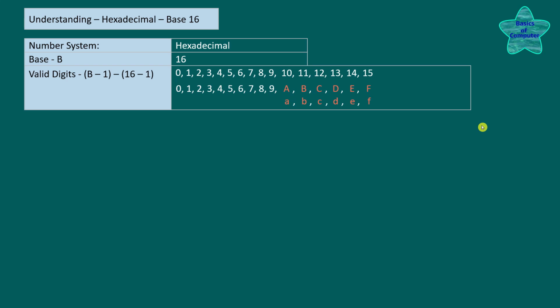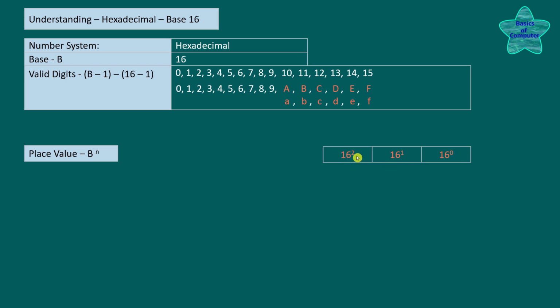Let us understand the place value of this using the base to the power n approach. So base in this case is 16. So first place value is 16 to the power 0. Second is 16 to the power 1. Third is 16 to the power 2. 16 to the power 3. 16 to the power 4. And it goes on like this.